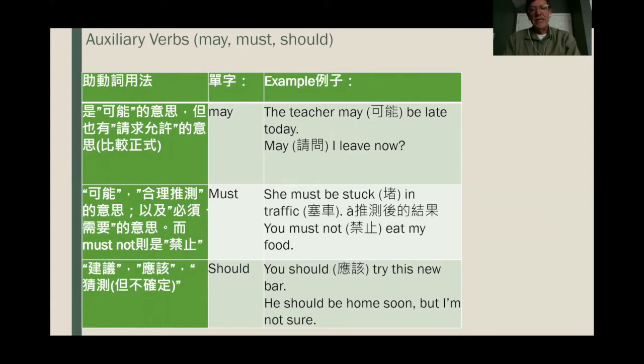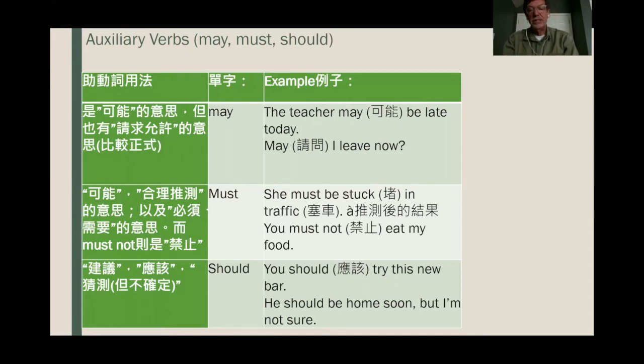May I leave now? Same thing. May is a helping verb. To leave is the main verb. Must. She must be stuck in traffic. So must is the helping verb. It's to be stuck, actually. You can get stuck. That's an action as well, to be stuck.